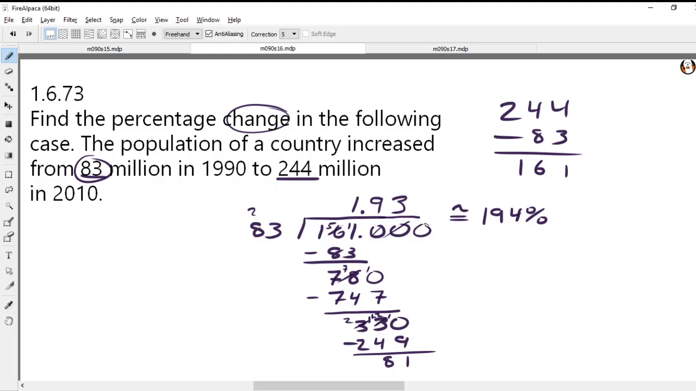And to prove that, we'll do one more decimal place, 810. We already know this goes into there 9 times. So 810 minus 747 is going to get us 63. But more importantly, 193.9, that 9 tells us to round the 3 up to a 4.